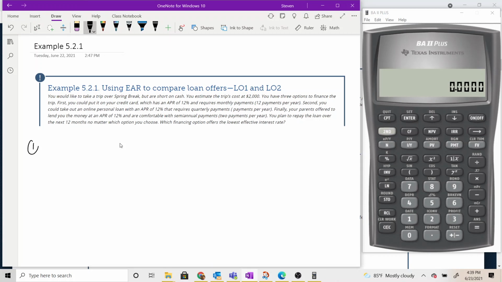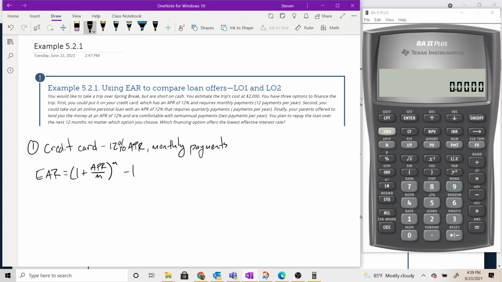Option 1 is the credit card. And with the credit card, we have a 12% APR and monthly payments. So we'll write out our effective annual rate formula. We've got 1 plus the APR divided by M, which is the number of compounding periods per year, raised to the M, minus 1.